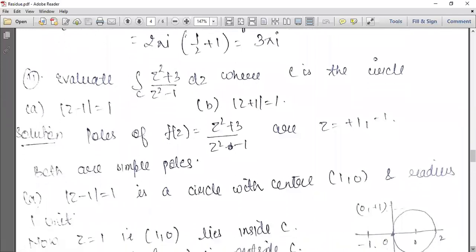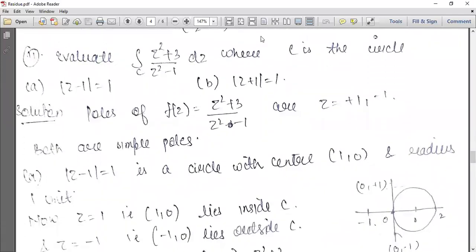Evaluate the integral over C of (z square plus 3) over (z square minus 1) dz, where C is the circle: in the first part modulus z minus 1 equal to 1, and in the second part modulus z plus 1 equal to 1. So my function f of z is (z square plus 3) divided by (z square minus 1). First, I need to find the poles. For poles, just put the denominator equal to 0. So here my denominator is z square minus 1, so it's 0. This will give you z equal to plus minus 1. And these are simple poles only, because z square minus 1 is (z plus 1) into (z minus 1). So these are simple poles, poles of order 1.